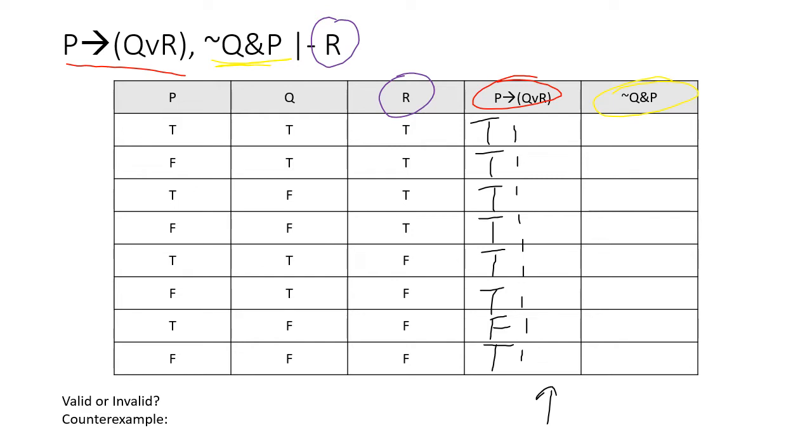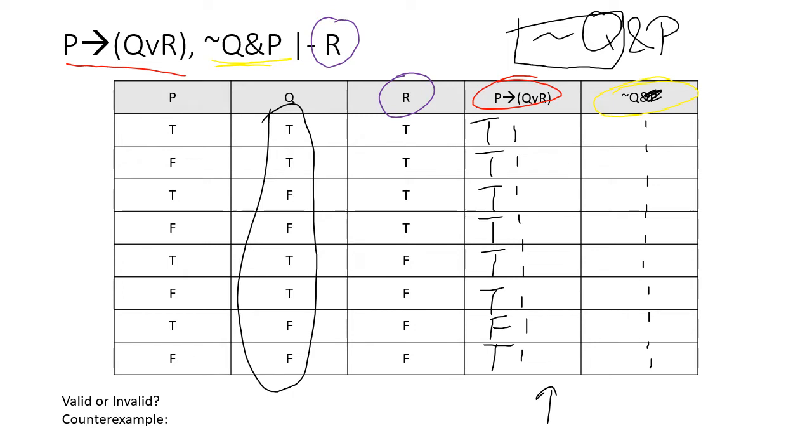Looking at this next premise, we have two operators and we see that we've got it written like this. So you gotta remember that in such a situation, there are no parentheses, so this tilde only covers the Q. And so now we gotta do the tilde Q first, and then we'll do the ampersand second. So ignoring the ampersand P for right now, we're just going to take these values here and flip them over. So T's will become F's, and F's will become T's. Like so.